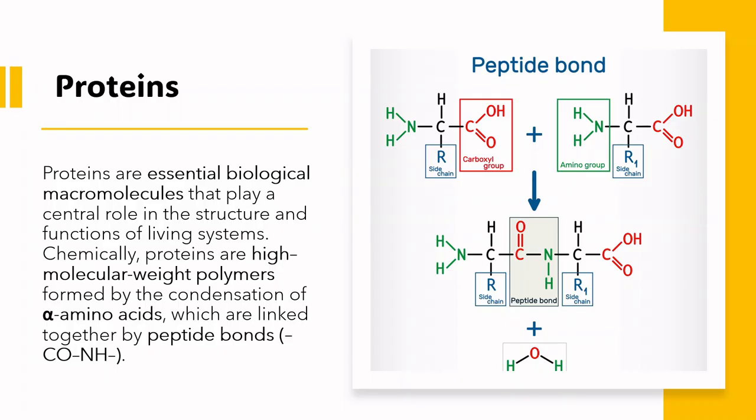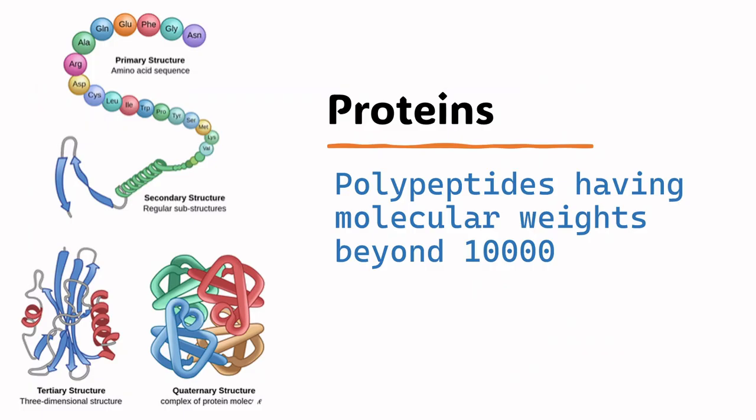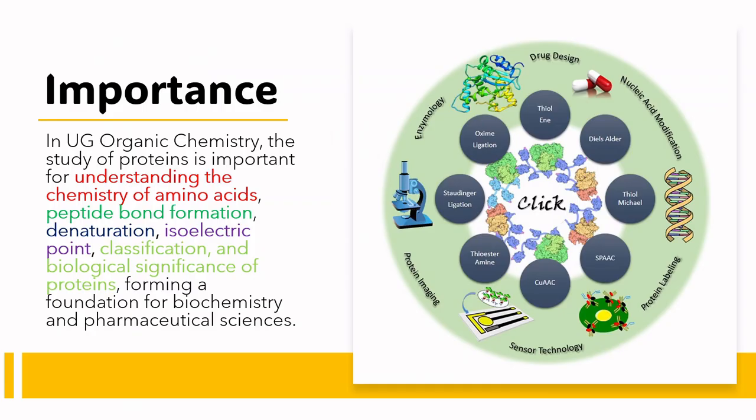Proteins are essentially biological macromolecules that play a central role in the structure and function of living systems. They are high molecular weight polymers. In the last class we said they are polypeptides made up of alpha amino acids which are linked together by peptide bonds, with a molecular weight of over 10,000. We have already discussed this in the last classes.